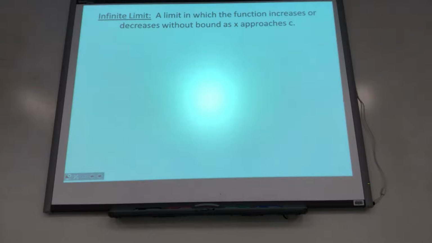A limit in which the function increases or decreases without bound as x approaches c. Okie doke. Now, just reading the definition, it's still probably very unclear what an infinite limit is.